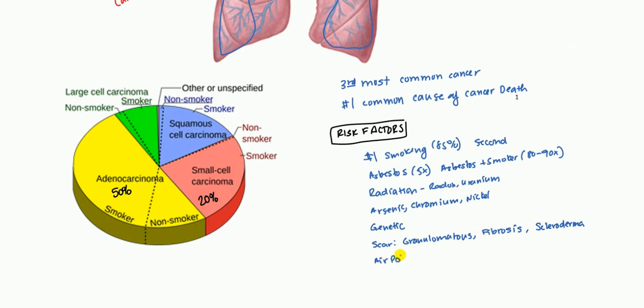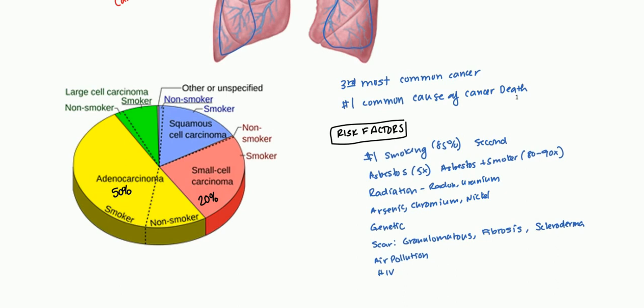Air pollution: certain pollutants are linked to increased risk of lung cancer. And finally, HIV, because the immune system does help fight cancerous cells. So if you have HIV, you can't kill off those cancerous cells as quickly.